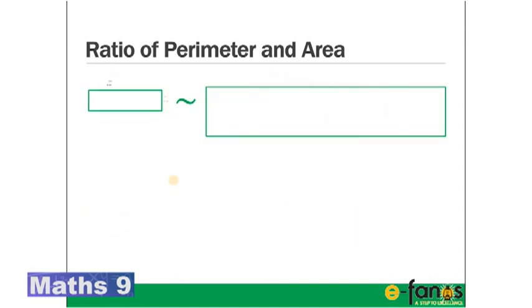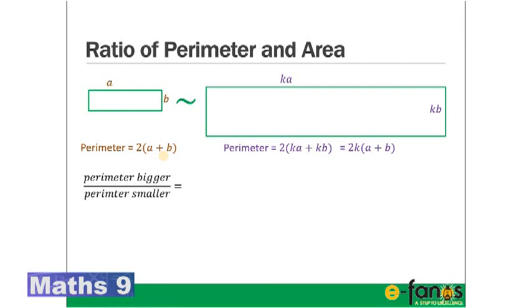We can do the same thing with a rectangle. If the sides of the smaller rectangle are A and B, then the sides of the larger rectangle are KA and KB for some constant K. The perimeter of the small rectangle is 2 times A plus B, and for the large rectangle is 2 times KA plus KB, which is 2K times A plus B. The perimeter of the bigger rectangle over the perimeter of the smaller rectangle is 2K times A plus B over 2 times A plus B, which is K.